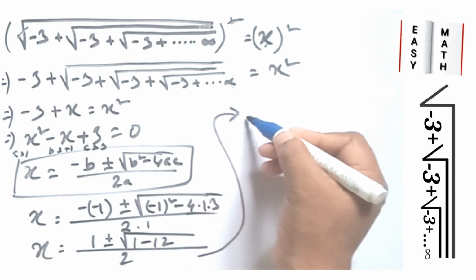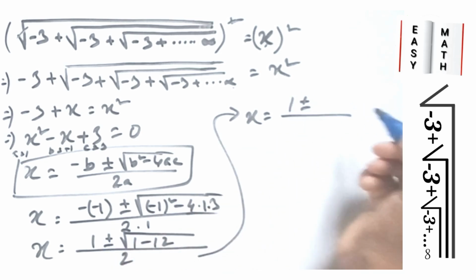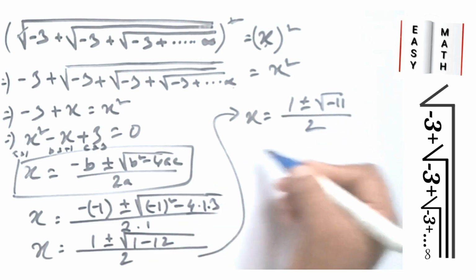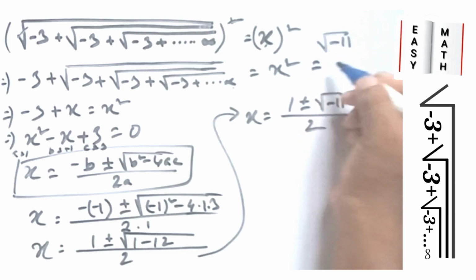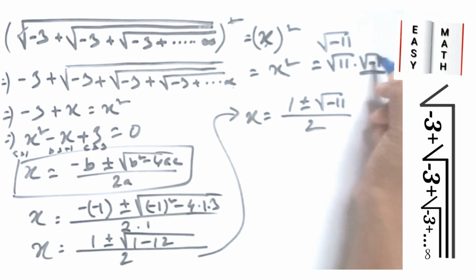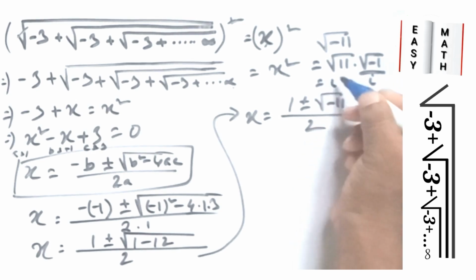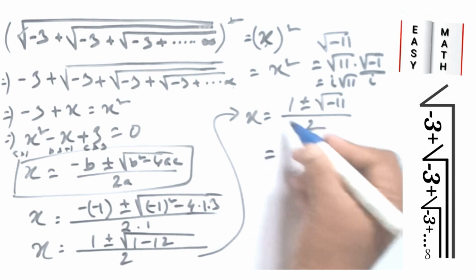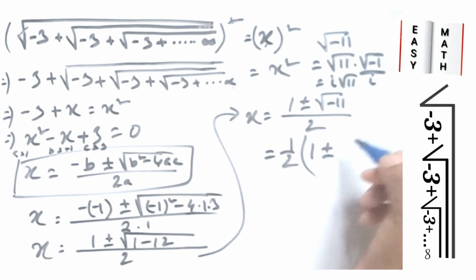So from here we find the x value is the 1 plus minus, and this is the minus 11, and this is the 2, and this is the minus 11. So we can write this the 11 into this is the minus 1, and this is root minus 1 is the value is I. So we can write this is I 11. We can write this half is here. So the 1 plus minus, and this is the I.